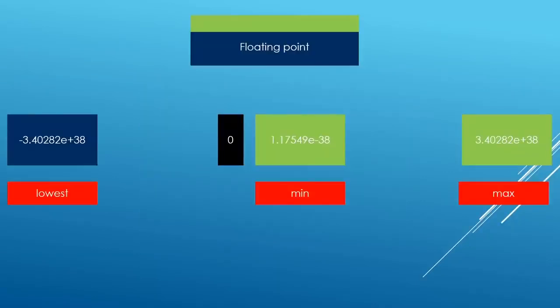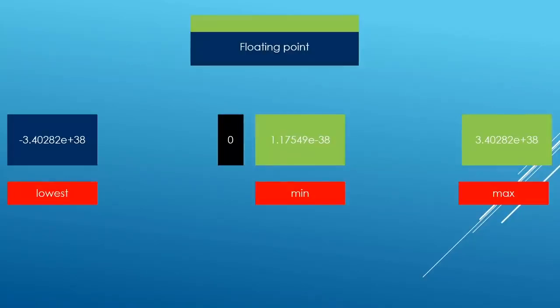Here we have a simple explanation of what these functions mean for floating point values. The minimum is going to represent the smallest positive number that is representable with that floating point type. The maximum is going to be the maximum floating point number you can represent, and the lowest number is going to be the lowest negative number you can represent with that type.